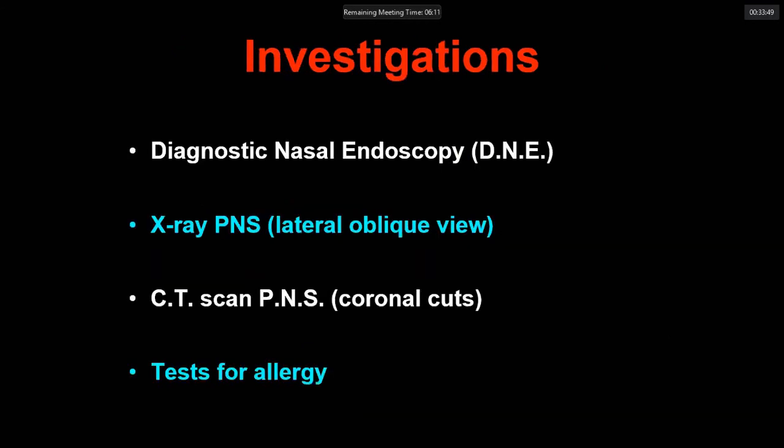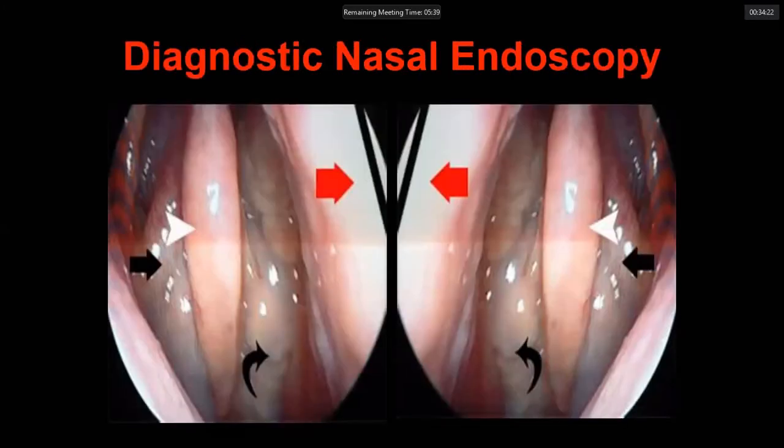And then what are the investigations? They are similar: diagnostic nasal endoscopy, X-ray of the PNS, and we always do the CT scan. We do not operate on the nose without a CT scan, because the CT scan is our guide to the surgery. We may not be doing it to diagnose the condition, because we might have already diagnosed it by examination only, but we still always send for a CT scan. And some tests for allergy can be done. This is what you see in the endoscopy. Look here, this is the nasal mass, and this is probably the turbinate.